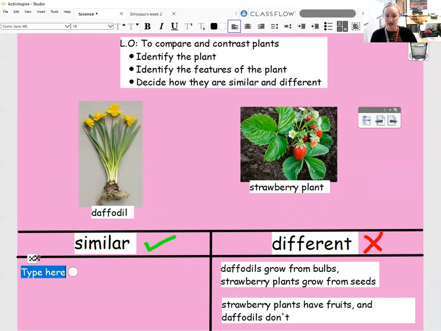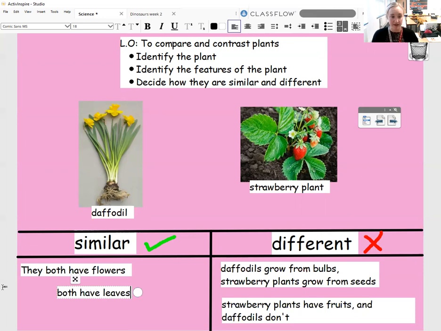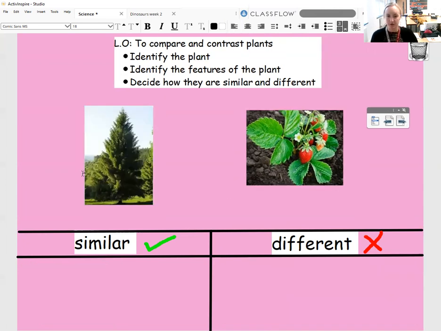Similarities, I could say that they both have flowers. They also both have leaves, and they also both have stems. Fabulous.